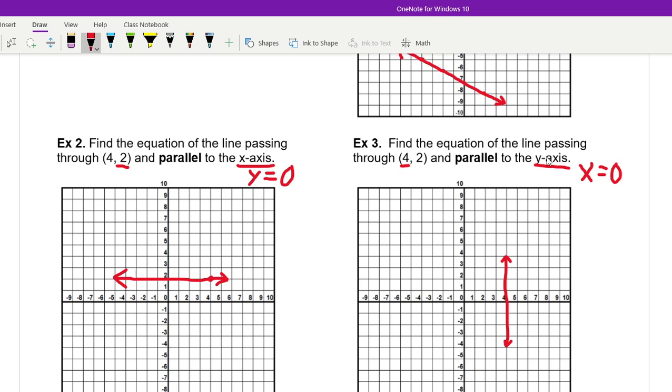So with lines parallel to the y-axis, we will use x equals whatever x value we need to go through. And with a line parallel to the x-axis, we will use y equals whichever y value we need to go through.